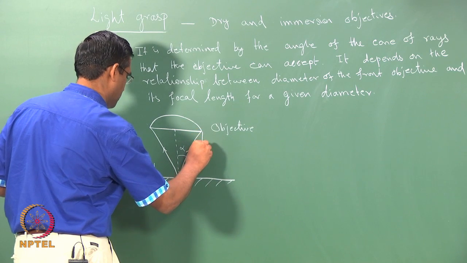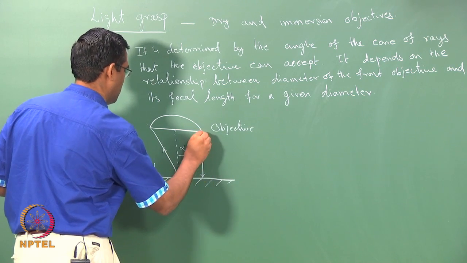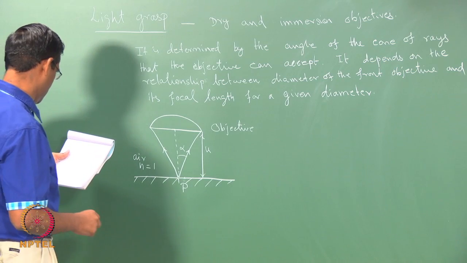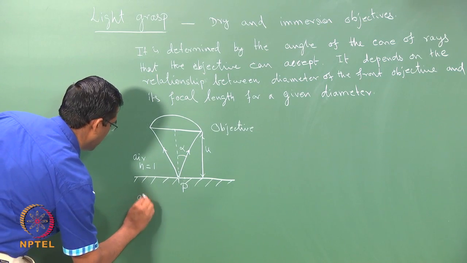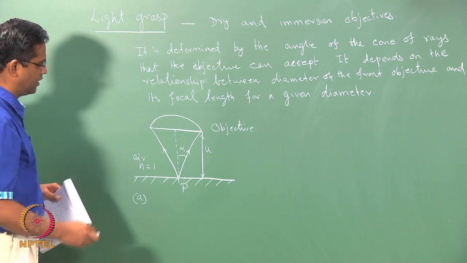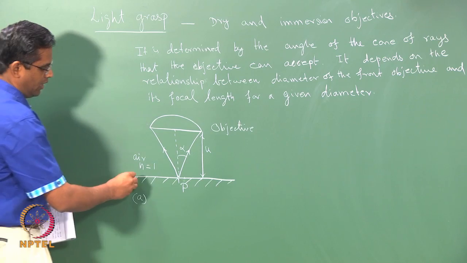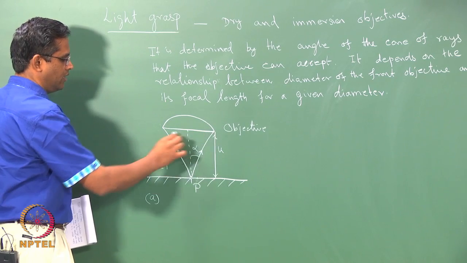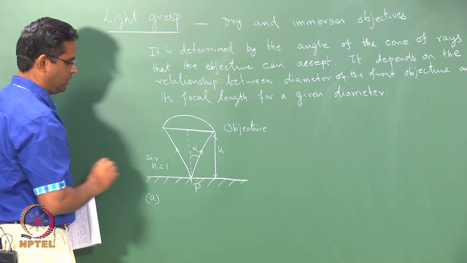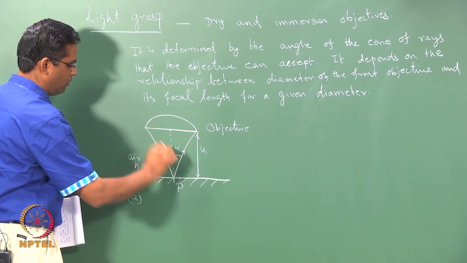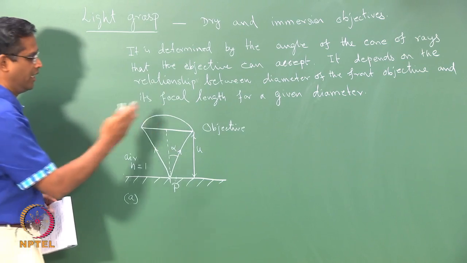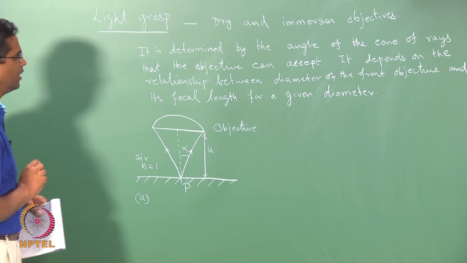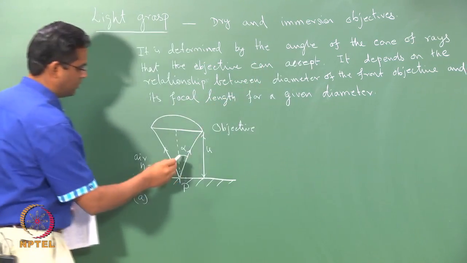So now we will see that the angle of the cone accepted by this aperture is alpha, and the distance is u. Let us consider this image as A. So this is a dry objective lens. This is the object surface, from where the light is reflected, and this is the objective lens. This is the cone. It's actually a cross section of a three-dimensional cone, and this is the angle which I refer to here.